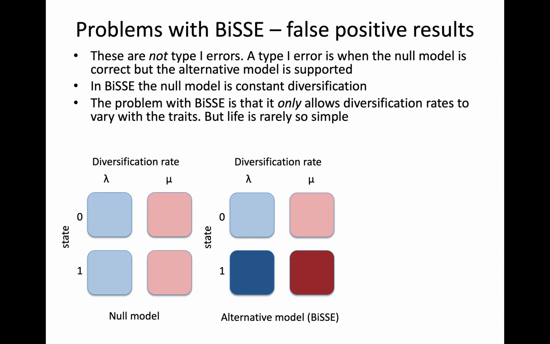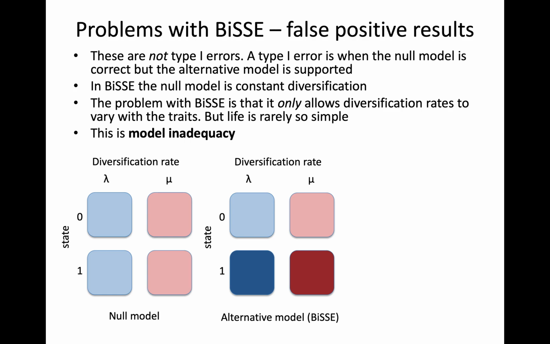But BiSSE is actually constraining the solutions that are possible here, because it only allows the diversification rate regimes to differ in a way that exactly coincides with the states. And maybe that doesn't always happen. So in that case, our model is inadequate.